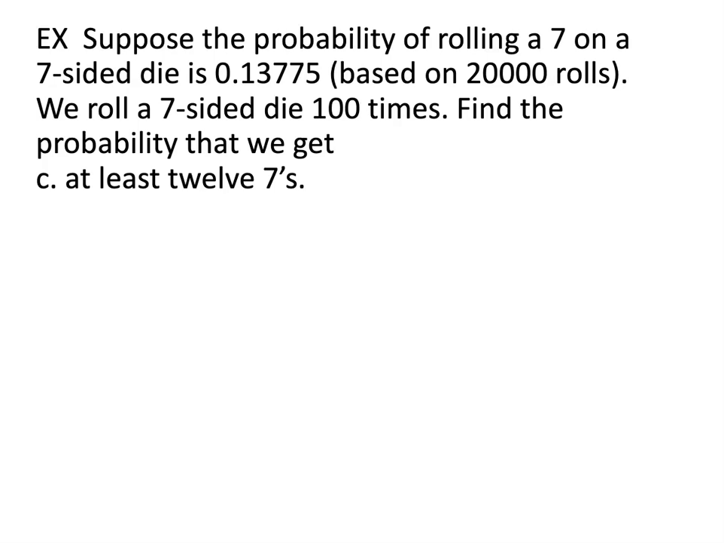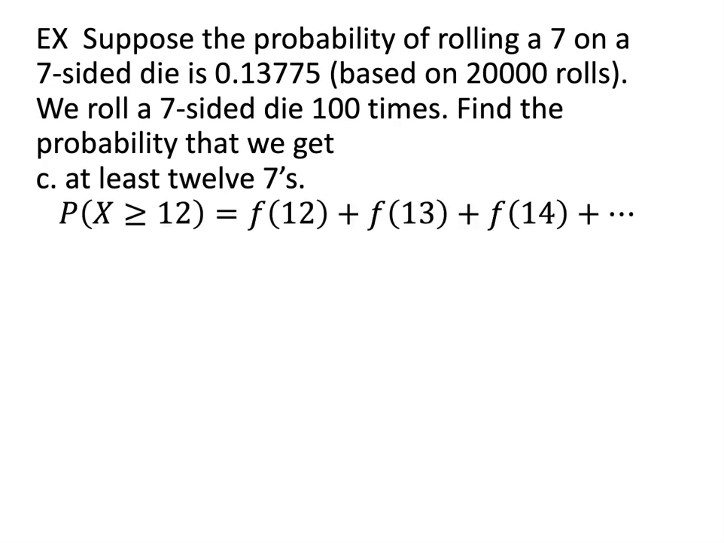So at least 12 sevens. Oh, these at least, at most problems, they're a bear. Here's how we calculate that. So when you see the problem, at least 12 sevens, just think to yourself, okay, what does that mean? It means it could be 12 or 13 or 14. I would encourage you to literally do this, so that you don't screw it up.